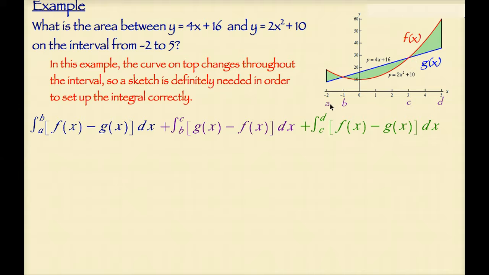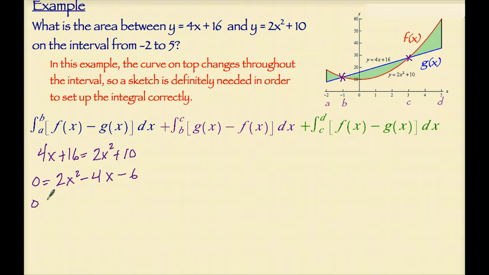So we know, of course, that the very beginning of the interval is -2 and the end is 5, but we do need to find these points of intersection between the two curves. We can see what they are from this particular graph, but we can't take anything for granted. So let's set 4x plus 16 equal to 2x squared plus 10 and solve for the points of intersection. If I set this equal to 0, I'm going to have 2x squared minus 4x minus 6.